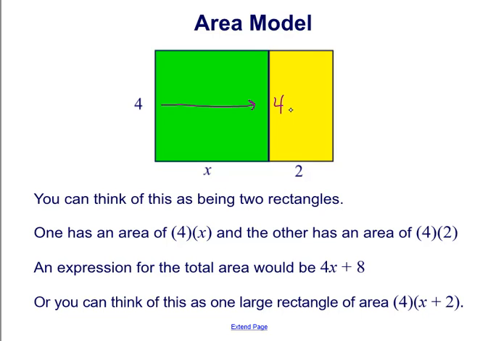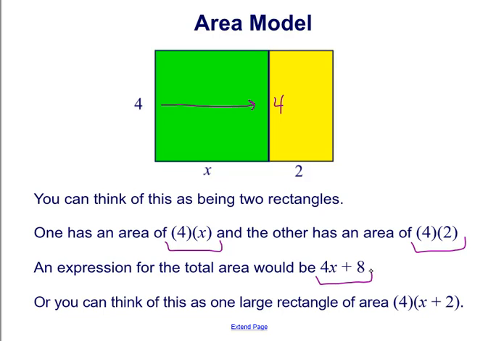So then the expression for the total area would be to add up the area for the two small rectangles together, the green and the yellow. So 4x, or 4 times x, plus 4 times 2 is going to give us an area for that total rectangle of 4x plus 8.